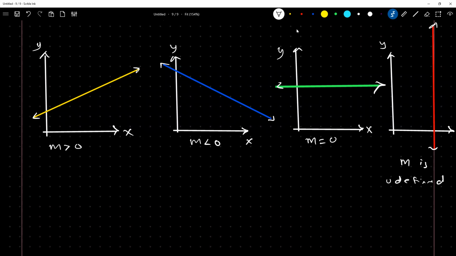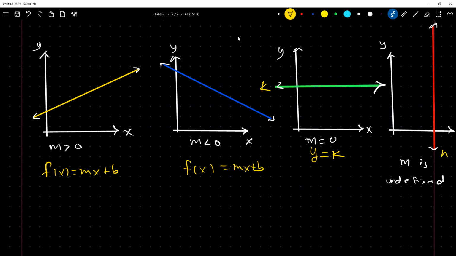And I do want to mention one other thing here, and that is these two have your typical formula. f of x equals mx plus b, where of course the m is positive. This one is f of x equals mx plus b, and it's negative. But these two have a different type of formula. This one has the same y value for every x. And so if we call this number k here, this is y equals k. And so that would be the equation for a horizontal line. And likewise here, if I call this one h, if this x value equals h, then that's the equation of this line, x equals h.